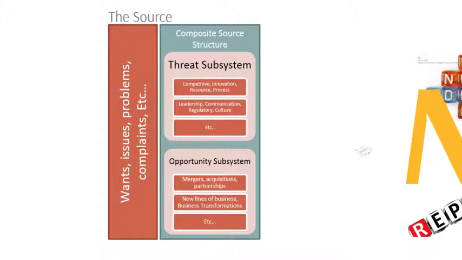Now, in order for us to build a requirement, we need source material. And we typically get our source material from the wants, issues, needs, complaints, etc. from our stakeholders. Now, I've grouped these into two very basic areas: threats and opportunities. So the composite source structure is made up of a threat subsystem and an opportunity subsystem. And you can see roughly what they are. Of course, there would be more. This is just an introduction.